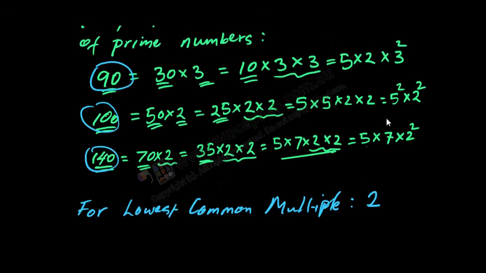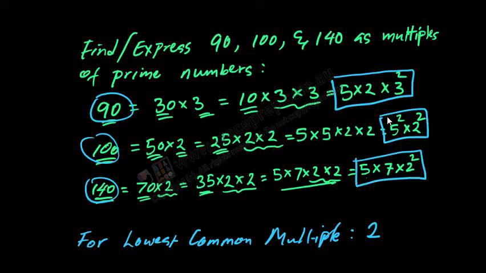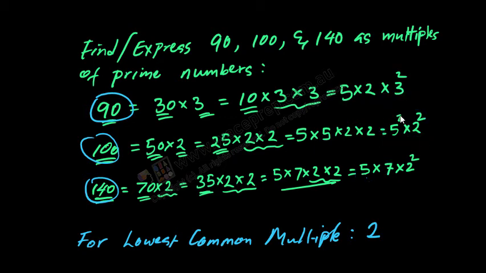For the highest common factor, what we need to do is we need to multiply all the prime numbers that are common between all 3 results. Now let's have a look at this example. We have 5 for the first box of the first answer. In other words, for the factors of 90, we had 5, we had 2, and we had 3 squared.